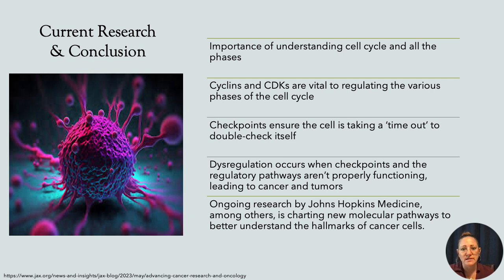It is important to understand the cell cycle and all of its phases. The cyclins and the CDKs are vital to regulating the various phases of the cell cycle. Checkpoints ensure the cell is taking a time out, so to speak, to double check itself, making sure that, like we just saw on that one slide, if there are any issues, anything that is wrong, it can be fixed before it moves on. Therefore, cancer cells or tumor cells or anything wrong with the DNA of that specific cell is not repopulated and replicated throughout the body.